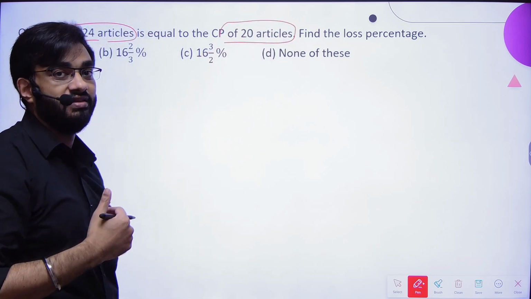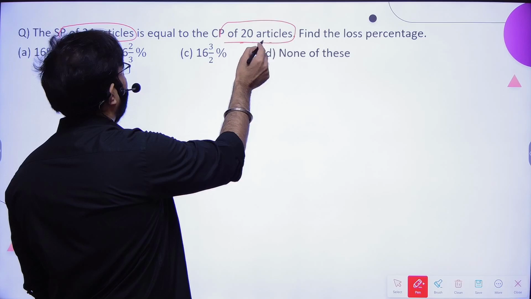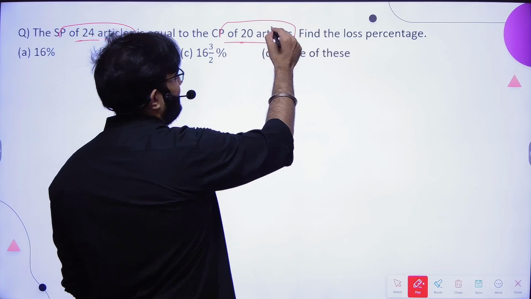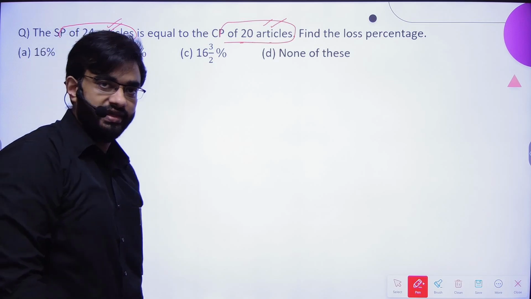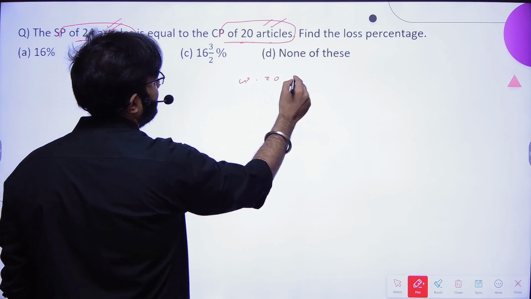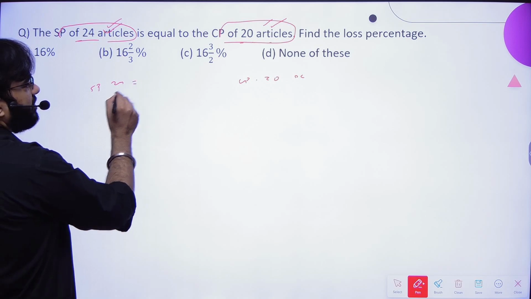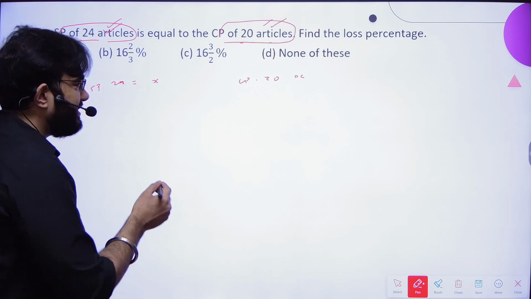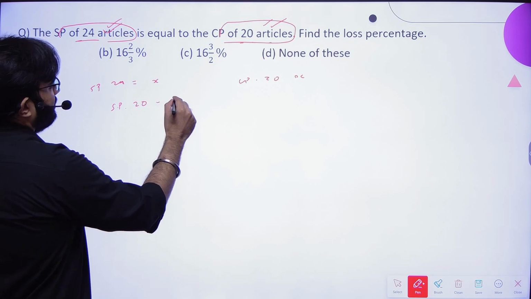Now, upon seeing this, one who is not accustomed to practicing the questions might say, okay, this sort of tricky question. All we have to do is make the number of items which are being sold equal. So for example, we can take CP of 20 articles as X. SP of 24 articles, since it is equal to CP of 24 articles, will be X. Now we have to make the quantities same. So SP of 20 articles, again unitary method.